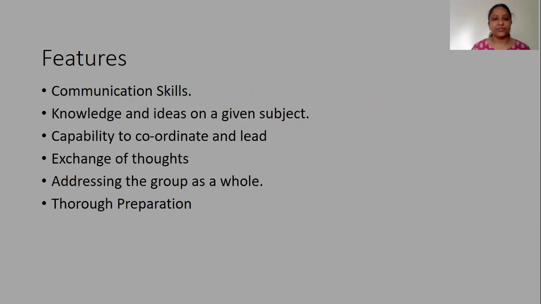So these are the various features of a group discussion: communication skills, knowledge and ideas on a given subject, capability to coordinate and lead, exchange of thoughts between all the members, addressing the group as a whole, and thorough preparation by all the members of the group. Let us examine each of these features in detail.